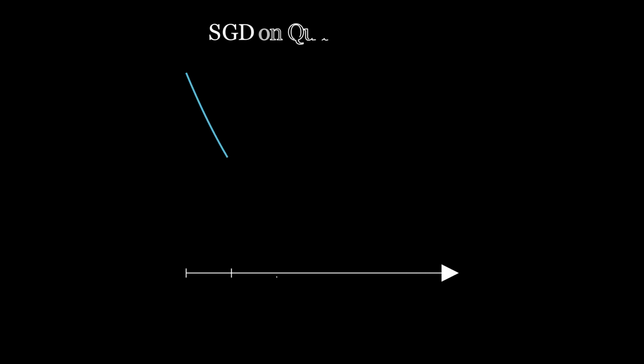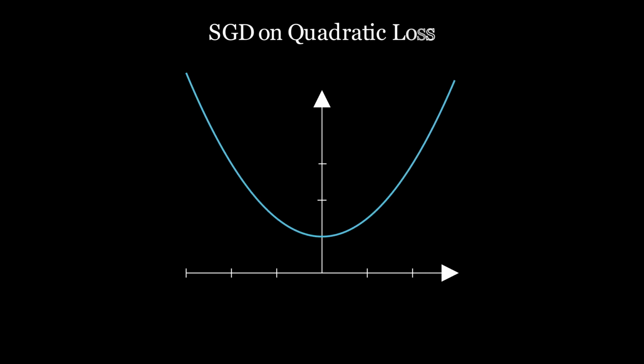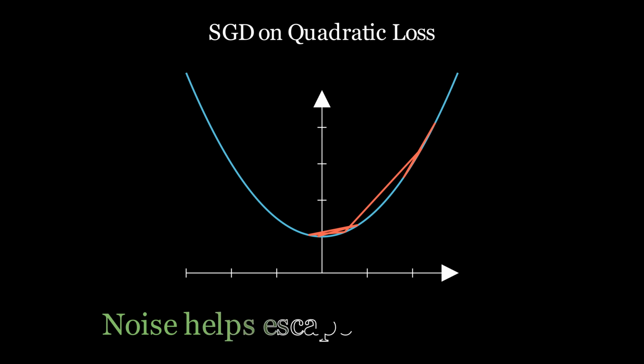Let's visualize SGD on the same quadratic loss surface. Notice how the path is much noisier. Each step is based on a noisy estimate of the true gradient, causing the path to zigzag toward the minimum. This noise can actually help escape local minima and find better solutions, which is why SGD often outperforms batch GD in practice.